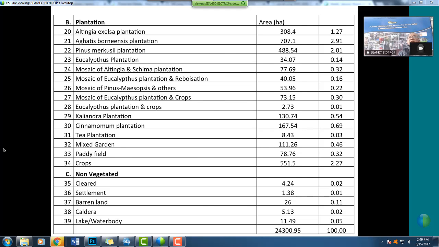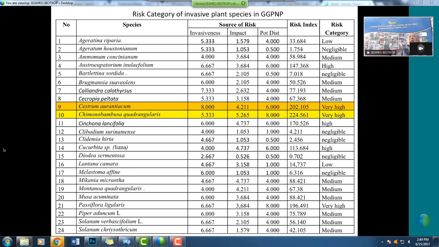Next slide, please. If you do the risk analysis, by having the list of invasive species there, you can appropriate the value of the score of the risk for the invasiveness, the impact, or the potential distribution, and you have the risk category. Here number 9 and number 10, System Arantiaceae is very high. Then Chimonobambusa quadrangularis also has criteria that are very high.